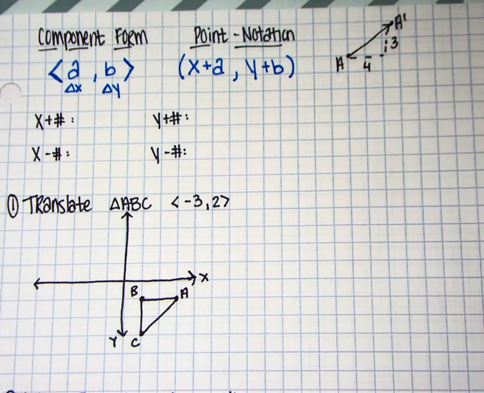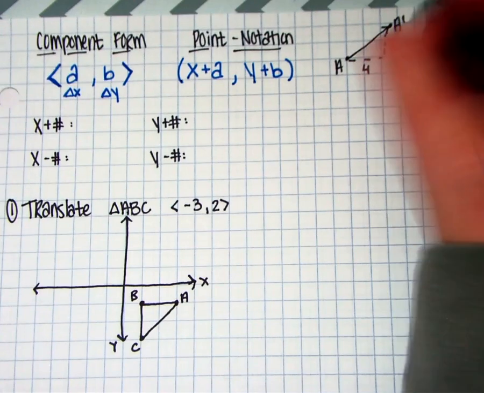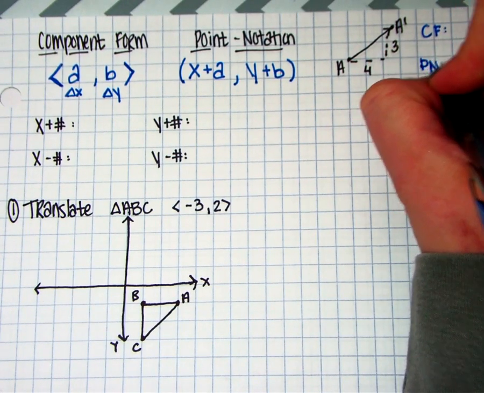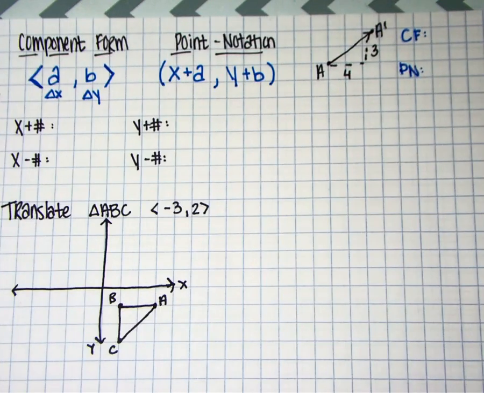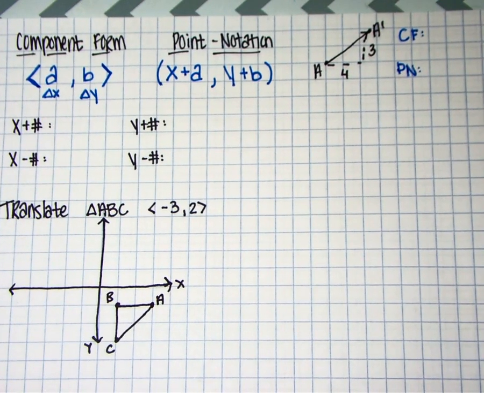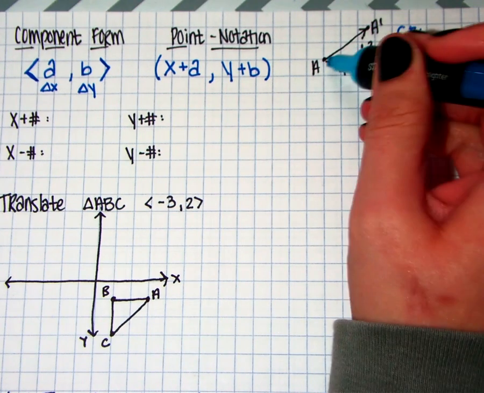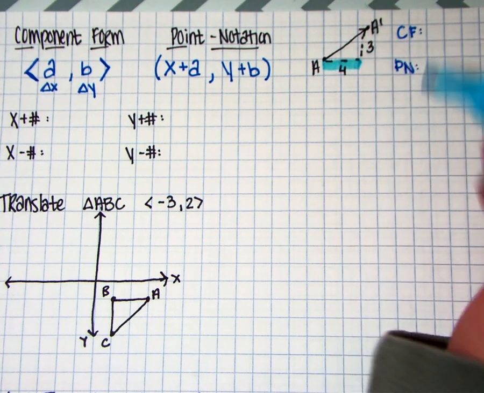The best way to help you remember parenthesis versus pointed brackets is point notation starts with a P, parenthesis starts with a P, so they kind of go together. So let's go ahead and practice component form and point notation for this example. First, we're going to have to look at the distance we're traveling in the X direction. So looking at your picture, in the X direction, we're traveling 4 units because X is horizontal.